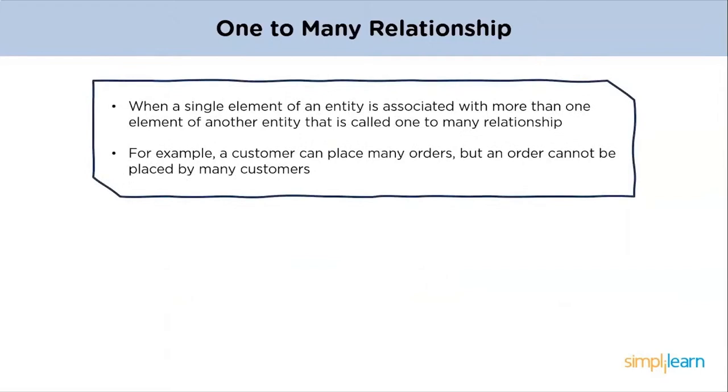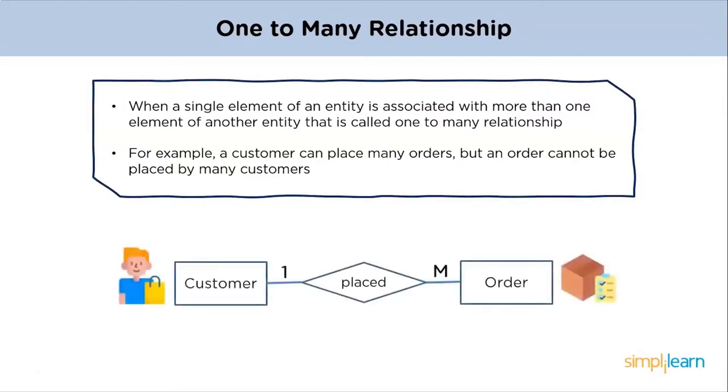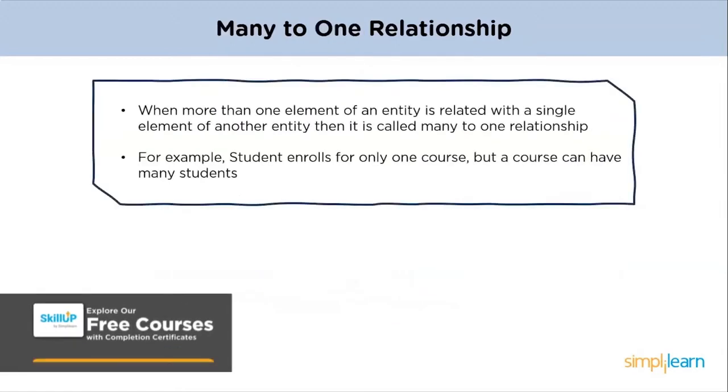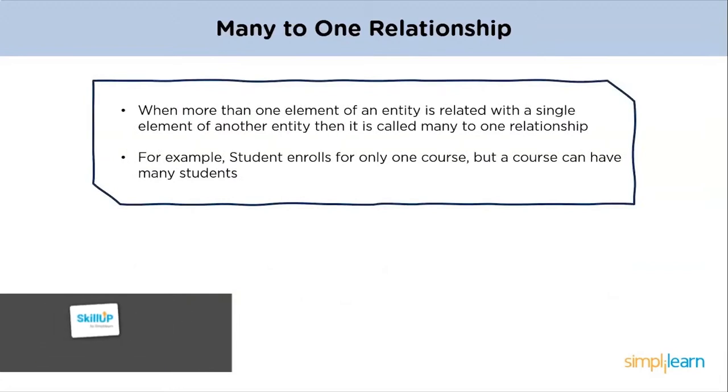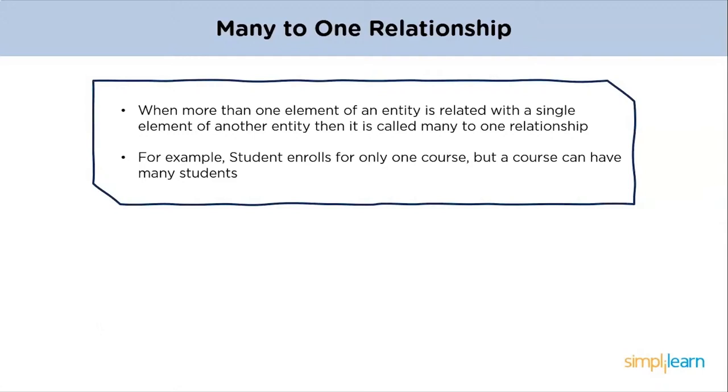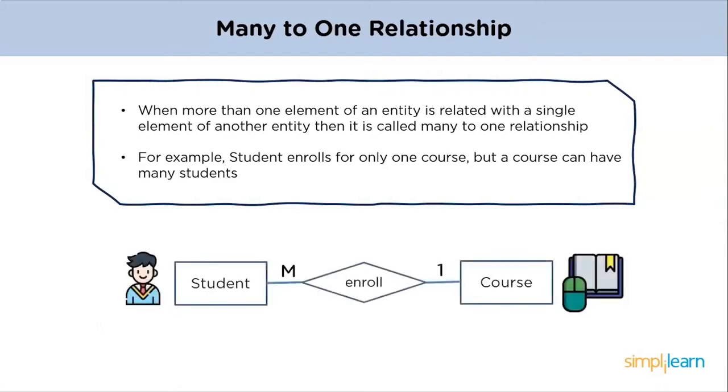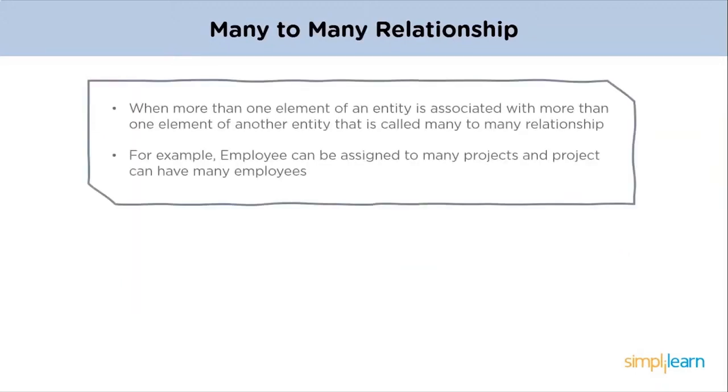When a single element of an entity is associated with more than one element of another entity, it is called one-to-many relationship. In the below example, a customer can place many orders, but a particular order cannot be placed by many customers. Now, we will have a look at many-to-one relationship. When more than one element of an entity is related to a single element of another entity, it is called many-to-one relationship. For example, students have to opt for a single course, but a course can be opted by a number of students. Let's see many-to-many relationship.